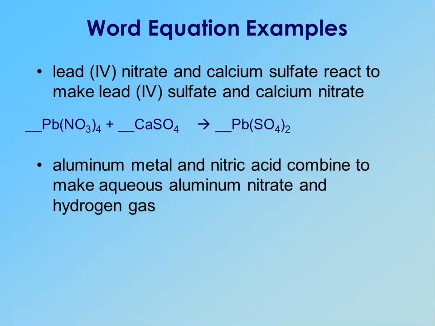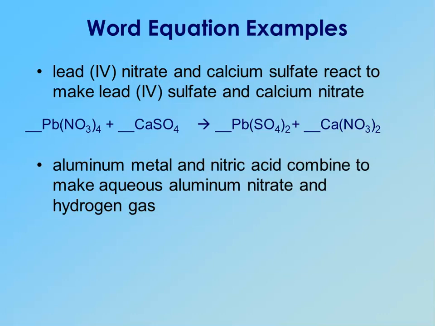And then I have calcium nitrate. Calcium is in group 2. Nitrate is NO3 -1. So when I put those together, I would have 2 of the nitrates to balance out the calcium. Once I've written my formulas correctly, I can go through and balance.